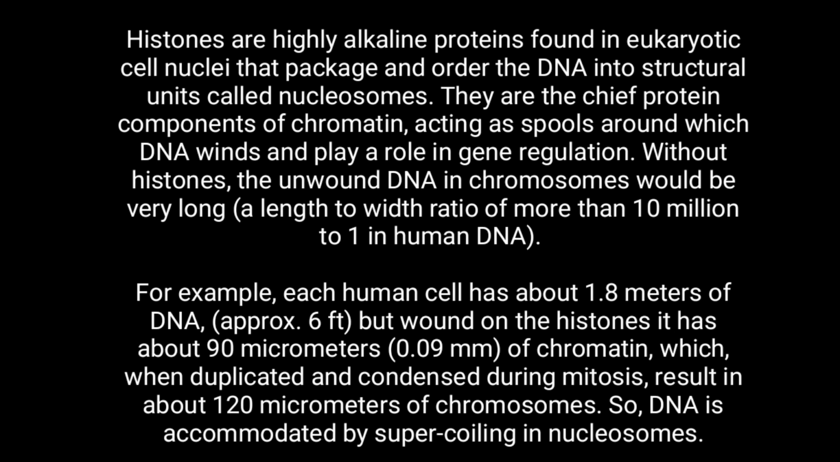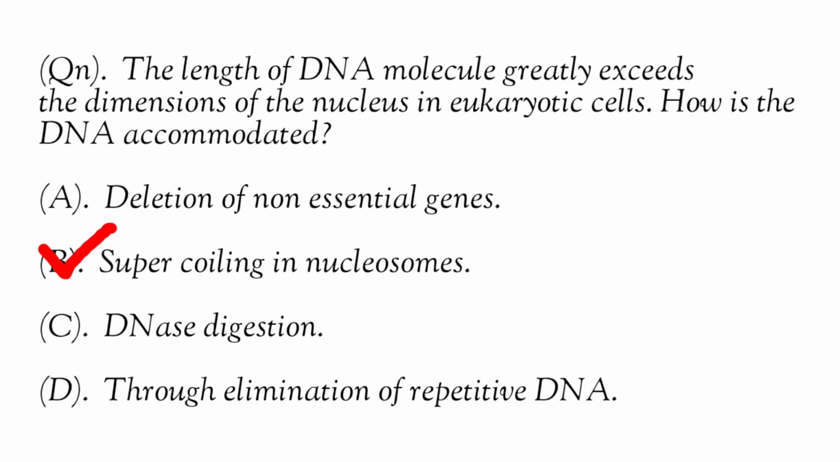For example, each human cell has about 1.8 meters of DNA, approximately 6 feet, but wound on the histone it has about 90 micrometers, otherwise called 0.09 mm, of chromatin, which when duplicated and condensed during mitosis results in about 120 micrometers. So, the DNA is accommodated by supercoiling in nucleosomes with the help of histones. Hence, option B, supercoiling in nucleosomes, is the right answer.